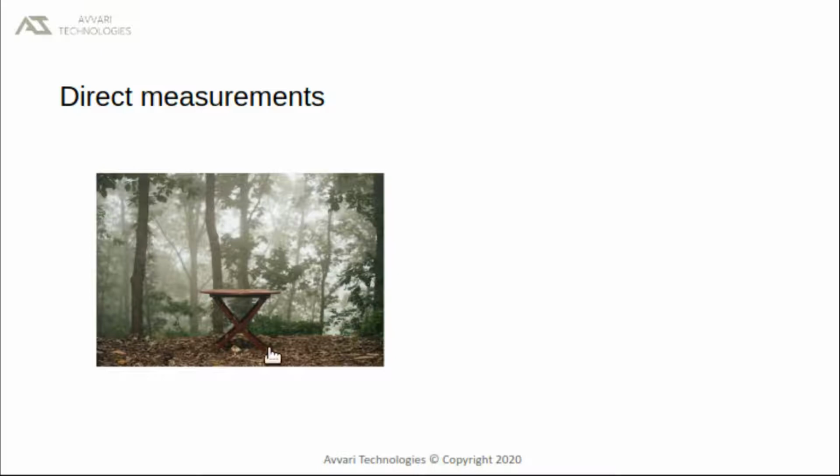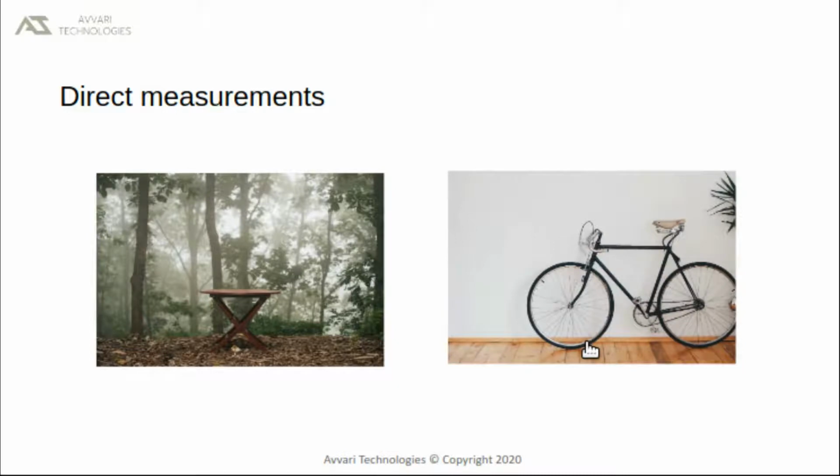In the first image we can see there is a table. We can measure the length of this table using a measurement tape, and we can find the angle between these two wooden pieces using a measurement tool. In the second example we have got a cycle where we can measure the length of the radius using a measuring tape. There are some things where we can't measure using the physical measurement tools. So we need to go for indirect measurements.